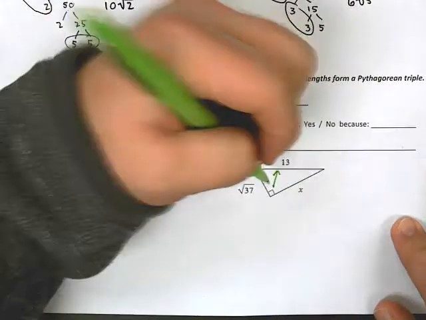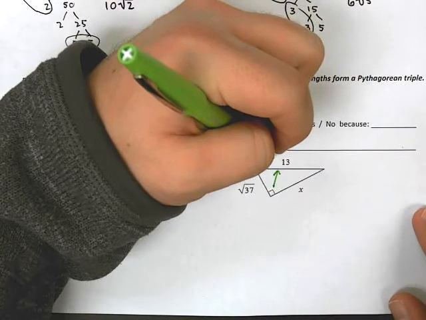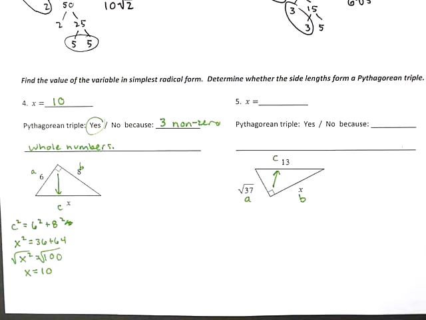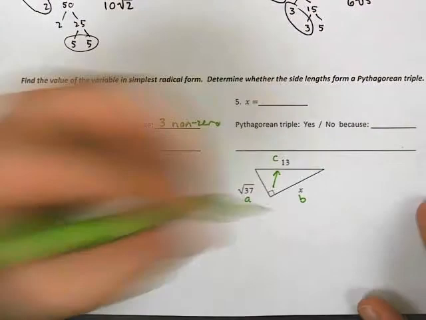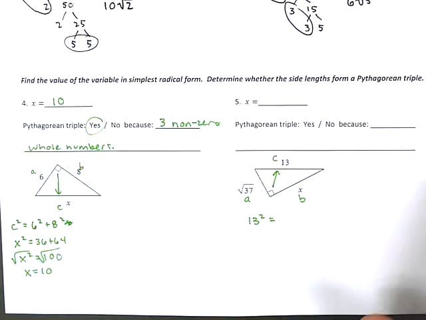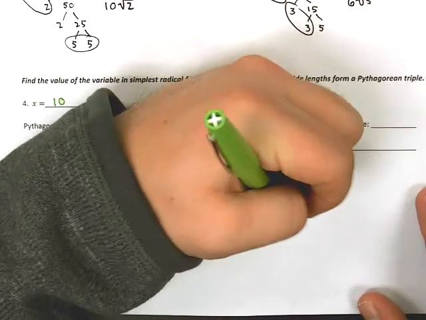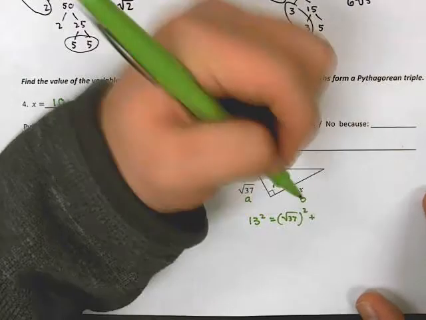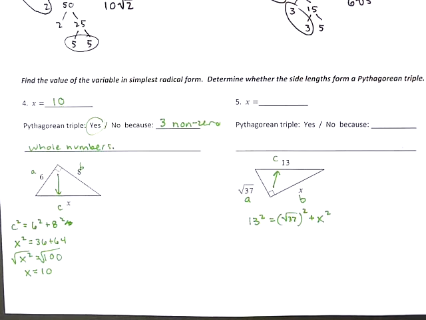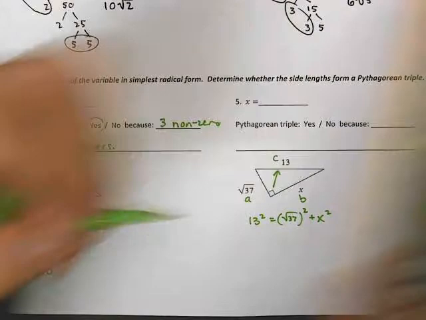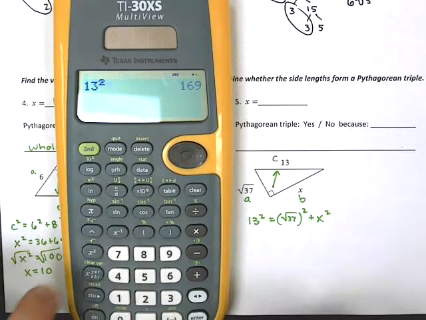I see that across from my right angle must be my C value, and then it doesn't necessarily matter where you put A and B. But now I know, again, C squared, or 13 squared, must equal A squared, that whole thing squared, plus B squared, or X squared. Okay, now this is where calculator can come in handy. 13 squared, what do we got there? Oh, 169.